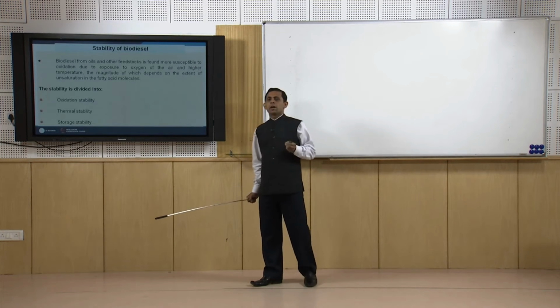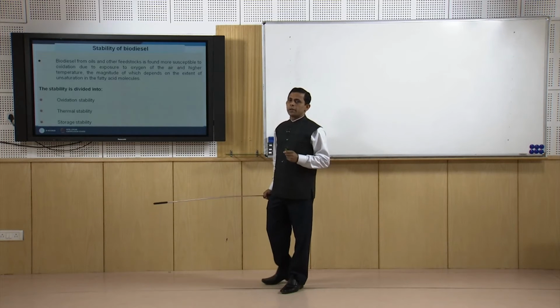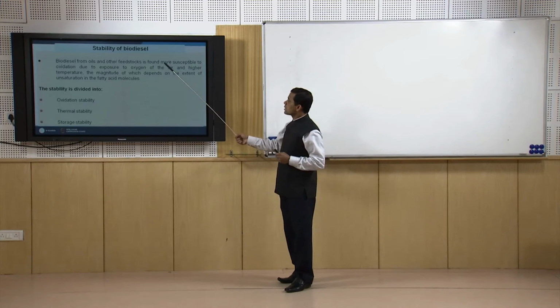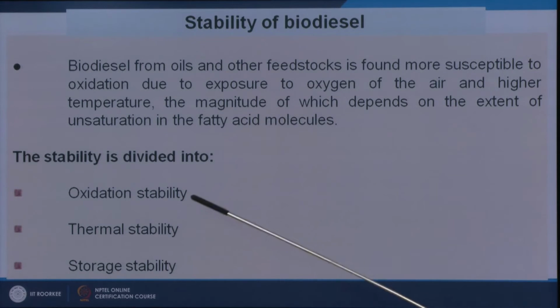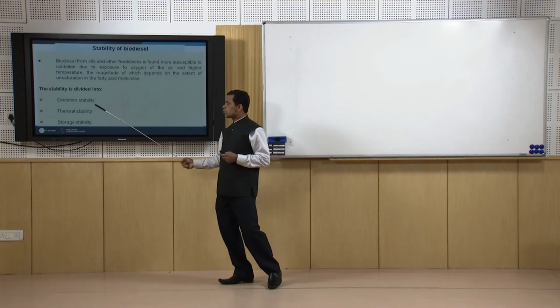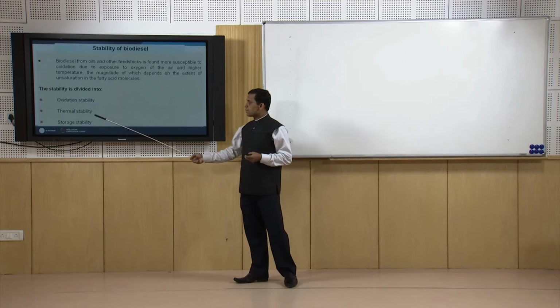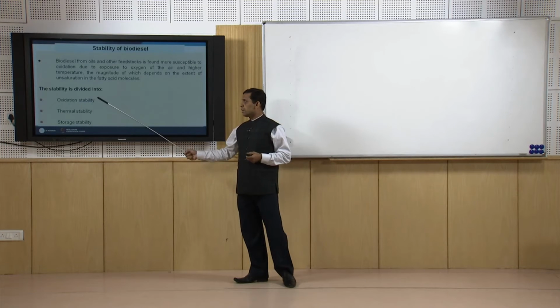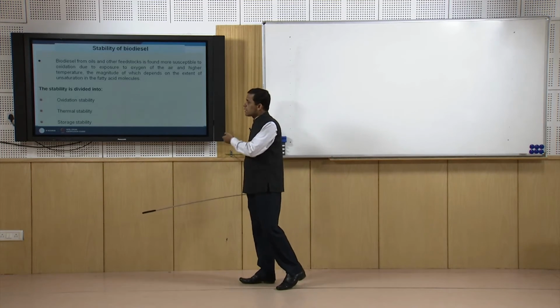If we keep biodiesel for a longer time, it loses its properties because of the presence of double bonds in the fatty acids or in the esters, and oxidation takes place. This oxidation can be primary oxidation and secondary oxidation. That is oxidation stability: the loss of properties due to the presence of oxygen. Thermal stability is loss of properties due to thermal load, and storage conditions also affect the stability of the biodiesel, which is called storage stability. So, these three types of stability are important for biodiesel. First we will discuss the oxidation stability.